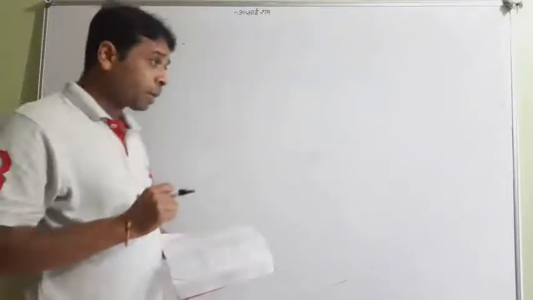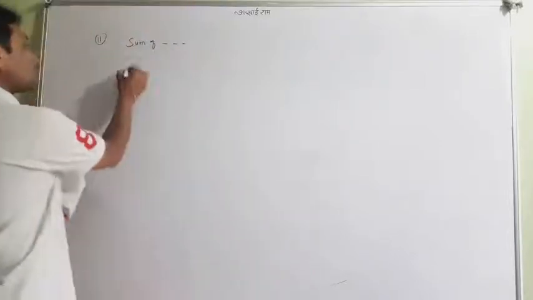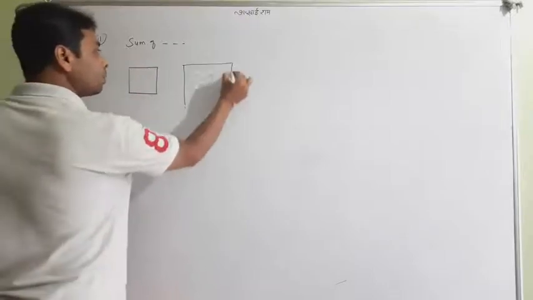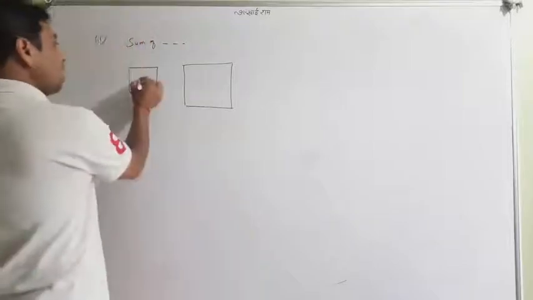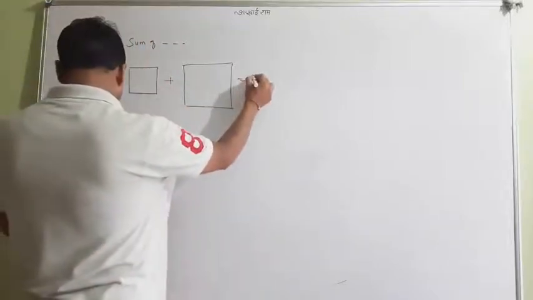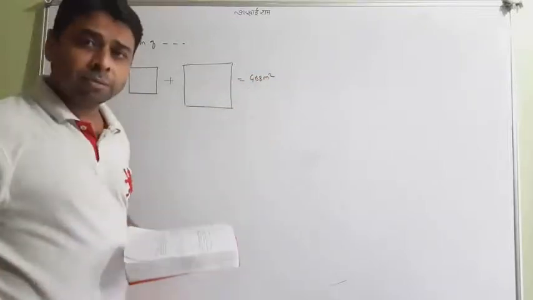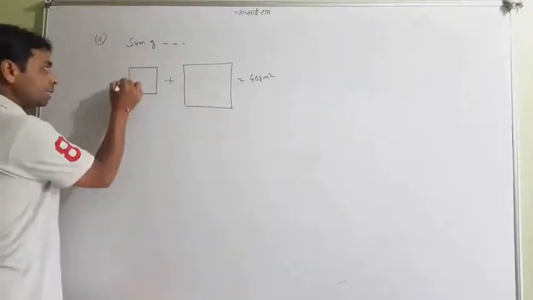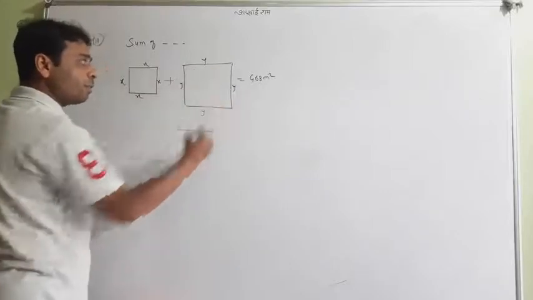Question says sum of the areas of two squares is 468 square meter. I'm just making a figure. It is not necessary, but still I'm making. Suppose these are two squares, and the sum of the areas is equal to 468 square meter. So how can we get the situation? Okay, first we say let its sides be x and y.